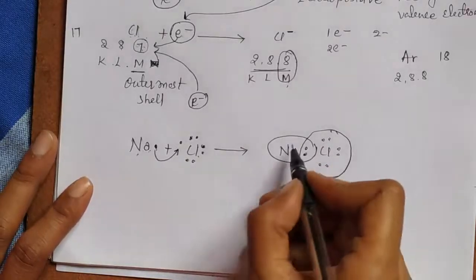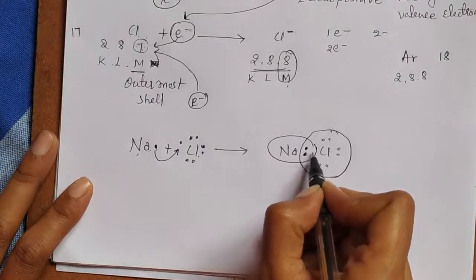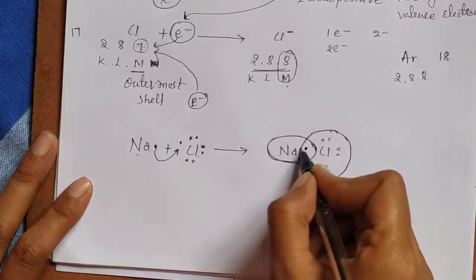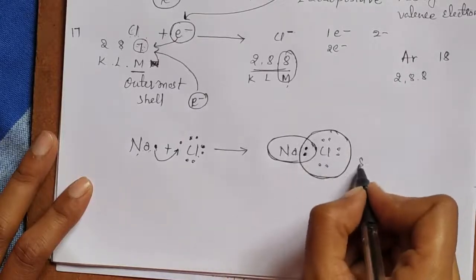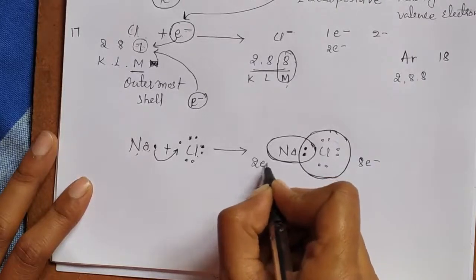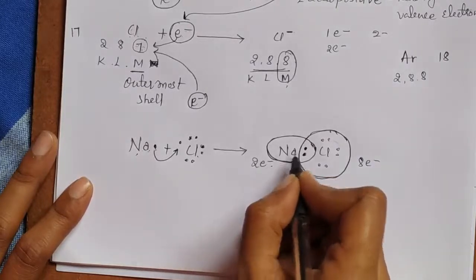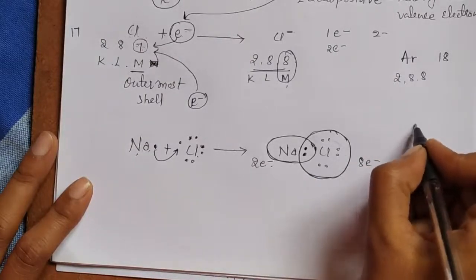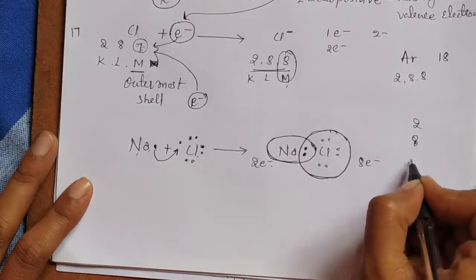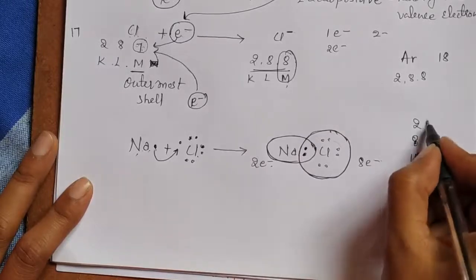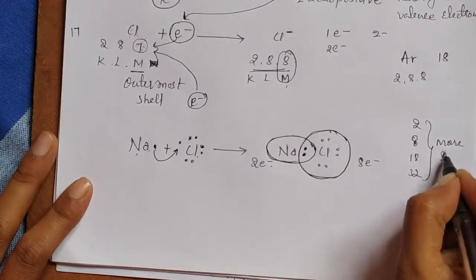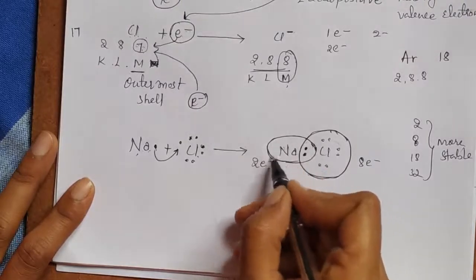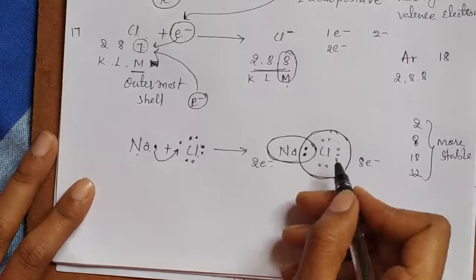Children, now see sodium. Now it has 2 electrons in its valence shell. Okay, 2 electrons. And now see this chlorine. Now this chlorine has 8 electrons and sodium has 2 electrons. Okay, now these two become stable. See here, whenever an atom has 2 electrons, 8 electrons, 18 electrons, or 32 electrons, they are more stable. Now sodium has 2 electrons in its outermost shell and this chlorine has 8 electrons.